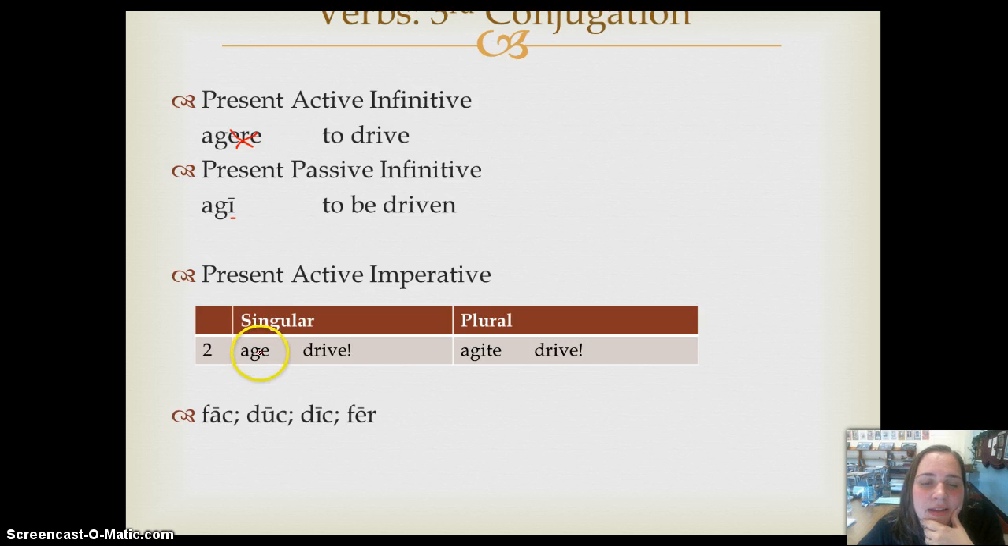The present imperative, singular, is going to be the present stem, ag, plus e. Plural is present stem, ag, plus ite. And I just want to remind you about the four irregular singular imperatives from faciō, dūcō, dīcō, and ferō. Instead of being face, or duce, or dice, or fere, they're fac, dūc, dīc, and fer.